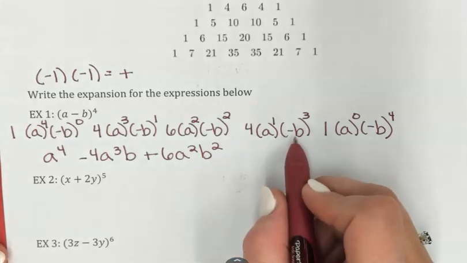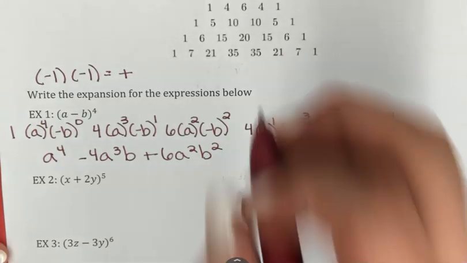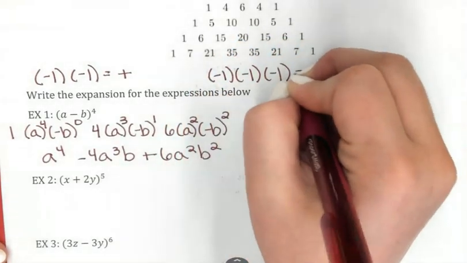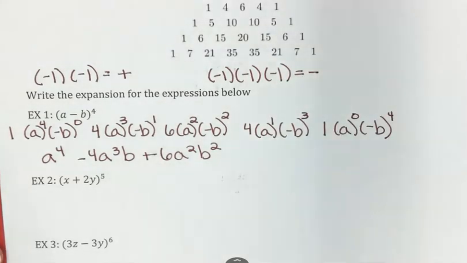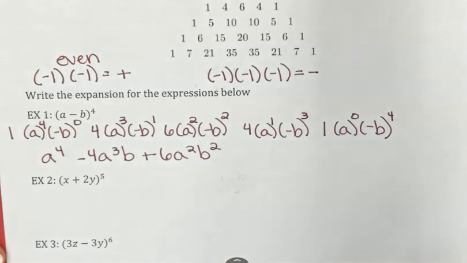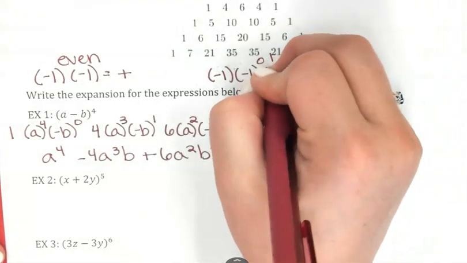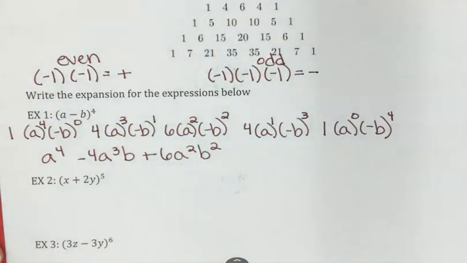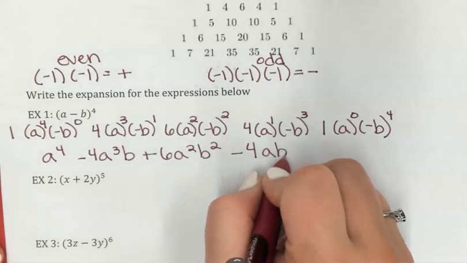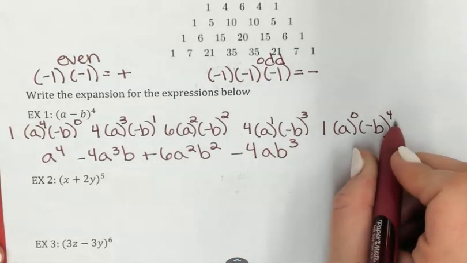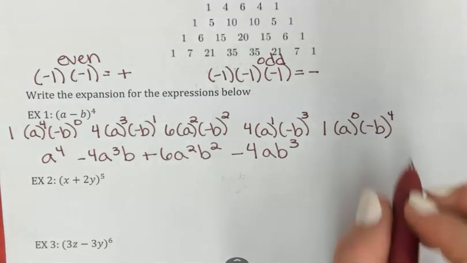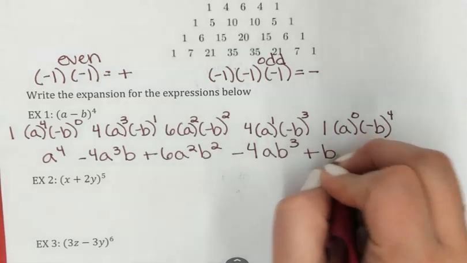On the next one, however, I've got negative b to the 3rd. So that's going to be a negative times a negative times a negative, which will give you a negative output. So when you have even exponents, your output will be positive. But when you have odd exponents, it will be negative. So this is going to be negative 4ab cubed. And then again, a to the 0 is just 1. And I've got negative b to an even exponent, so it's just going to be b to the 4th.